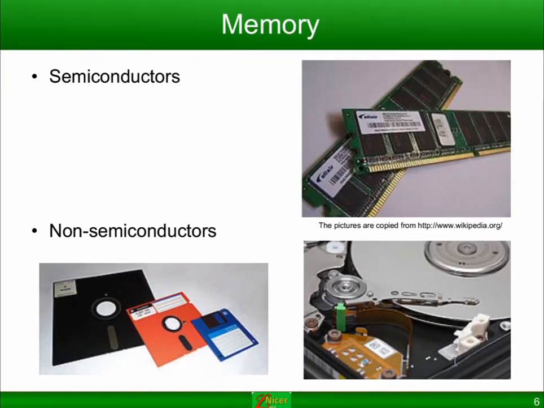Memory consists of two types: semiconductor and non-semiconductor. These are floppy disks and hard drives. Both are non-volatile memories. They store the data permanently, but on the other hand, RAM is a volatile memory. It stores data temporarily while the data is running. If it is not running, then the RAM cannot store the data.